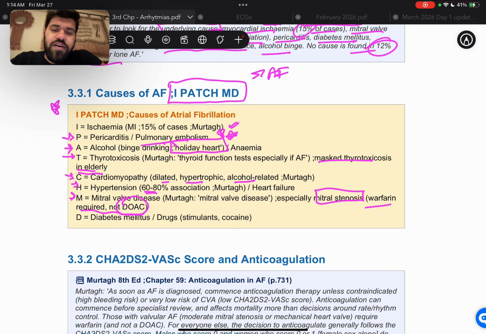Then we have the most important one that we always see, diabetes mellitus. This is the most important. Then we also have drugs, so stimulants, cocaine.